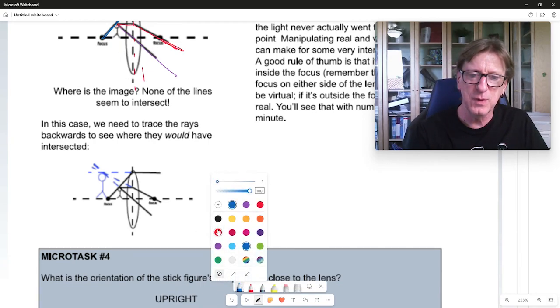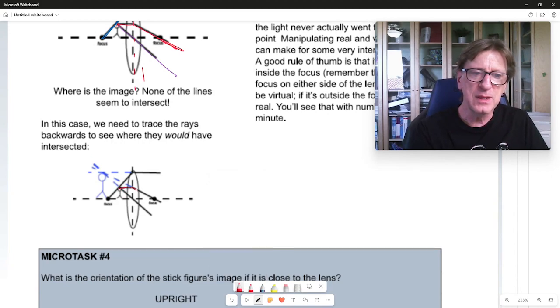So let's start off with this ray right here. Our first one went like this. So if we trace it back, it looks like this. And I'm going to make this a dashed line because the light ray never actually went through that point. Remember, the light ray came from the dude's head, so that never actually moved through here, but we're going to trace that back like that.